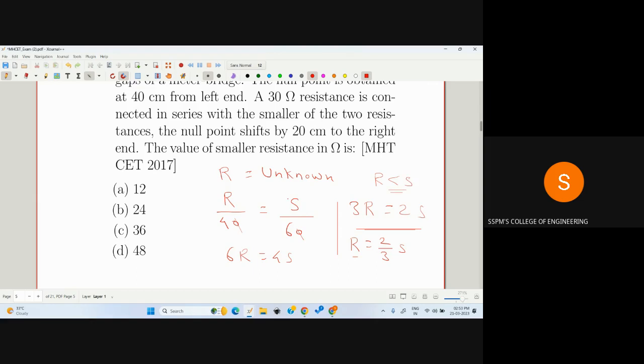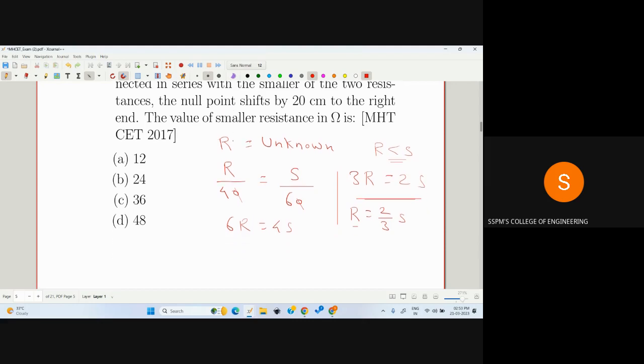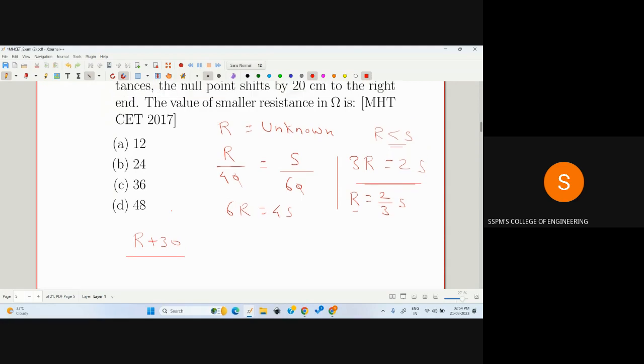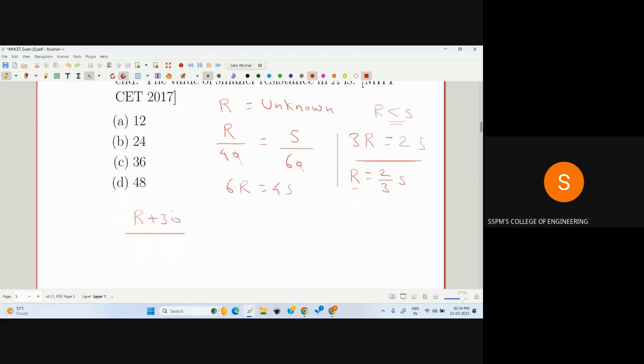Isn't it? And in the second case, we have been given that a 30 ohm resistance is connected in series with the smaller resistance. It means the 30 ohm is connected in series with R. Then the null point shifts 20 centimeter to the right end. Isn't it? So what is the second case? When the 30 ohm resistance is connected in series, then the null point is shifted 20 centimeter towards the right hand side.